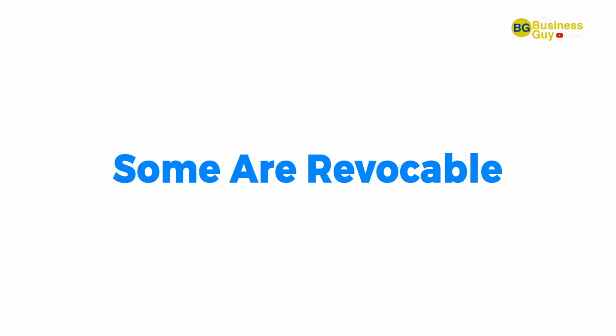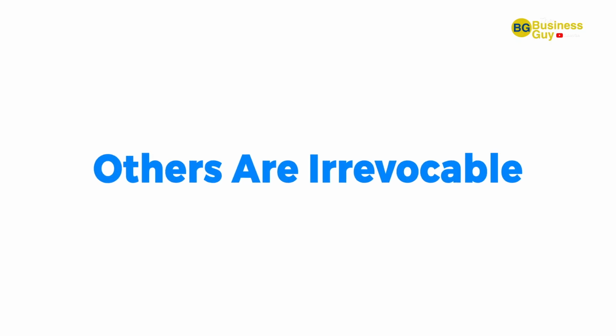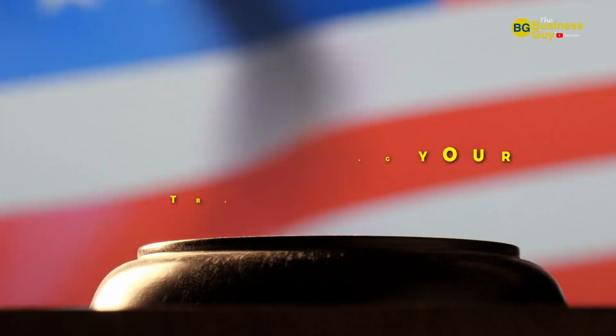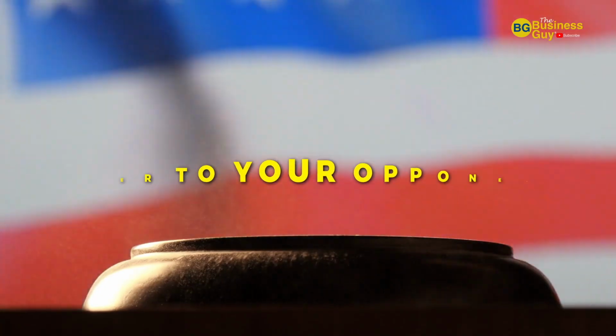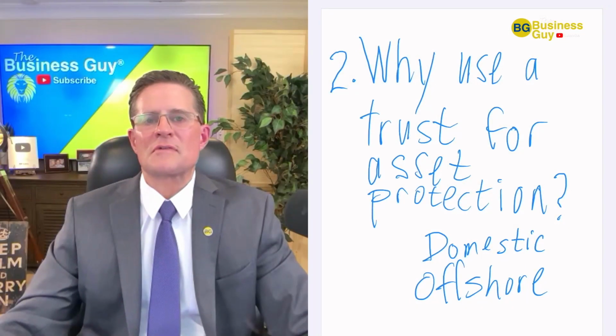But not all trusts are created equal. Some are revocable, meaning you can change or dissolve them during your lifetime. Others are irrevocable, meaning once you set them up, it's more of a challenge for the court to force you to make changes. So the right trust can stop the courts from handing your trust assets over to your opponent. Now we'll get into the different types of trusts in a moment, but first let's talk about why you'd want to use a trust for asset protection.